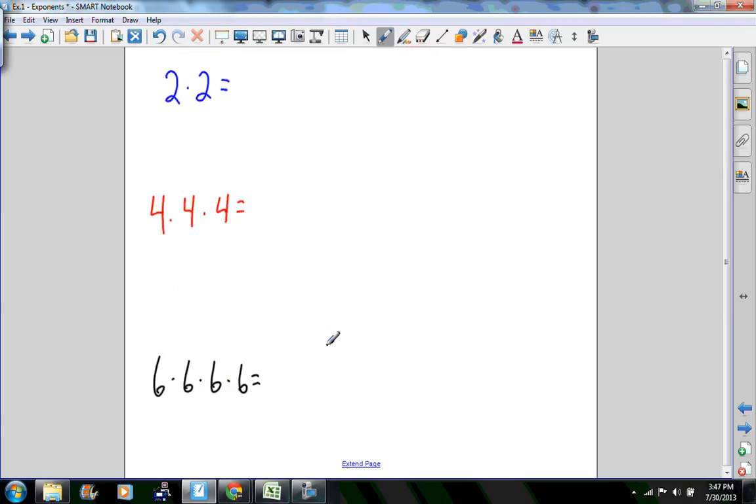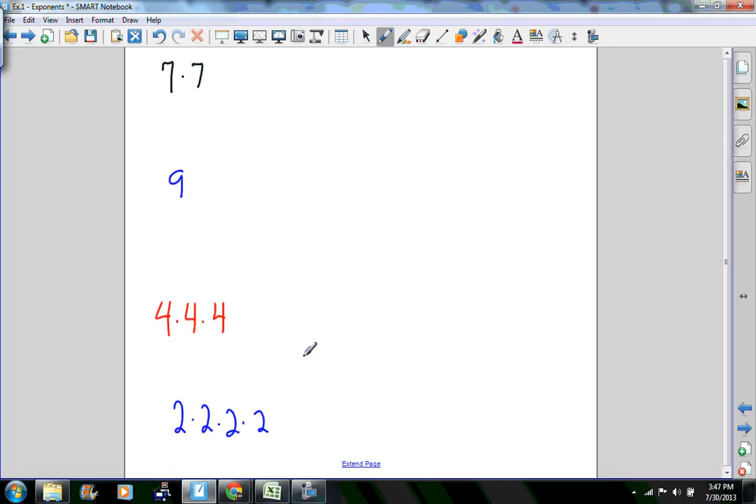Okay, so now we can also go backwards from these. If we're given 2 times 2, and we want to write that as an exponent, that's 2 squared. 4 times 4 times 4 as an exponent would be 4 cubed. 6 times 6 times 6 times 6 as an exponent would be 6 to the 4th. Okay? So I'd like you to try these on your own, and then I'll come back and do them.